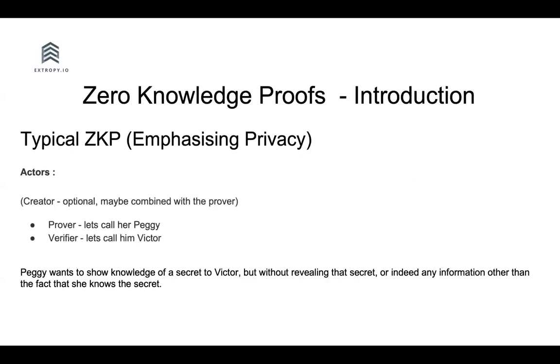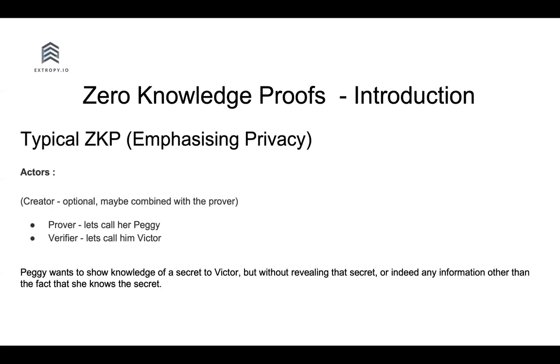The idea behind it is generally there are two main actors. There may be a third one, the creator, but often the prover is also the creator. And similar to in the cryptography world where we talk about Alice and Bob, these two actors are often called Peggy and Victor. And the simple idea behind a zero knowledge proof, and particularly where we're talking about privacy, is that the prover, Peggy, has knowledge of some secret and wants to show that she has knowledge of this secret to Victor. So Victor is our verifier.